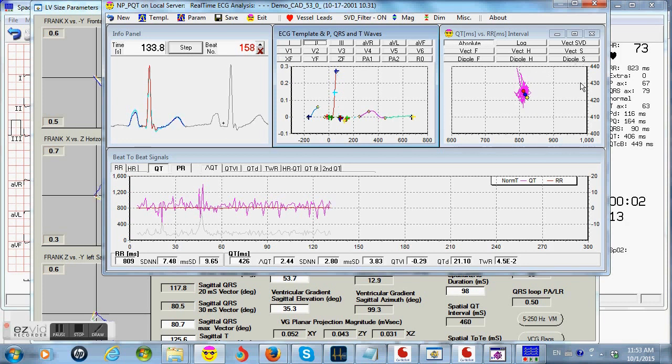And over here, when we look at the right, we can see that things are more vertically oriented. If you remember before, with the healthy subject, we had a much more diagonal orientation of the QT interval beat to beat versus the R-to-R interval. So the pattern is very different here. We have a dissociation between QTV and RRV.